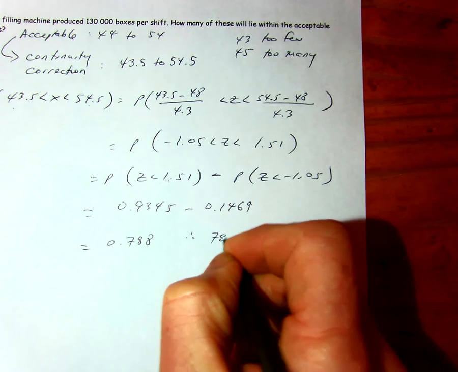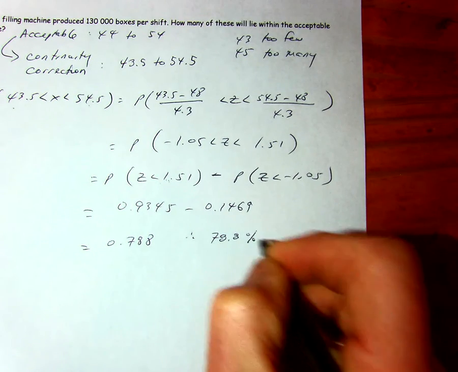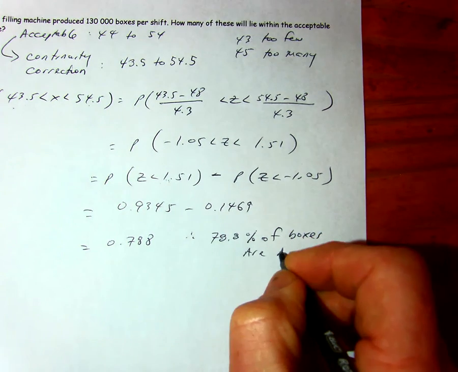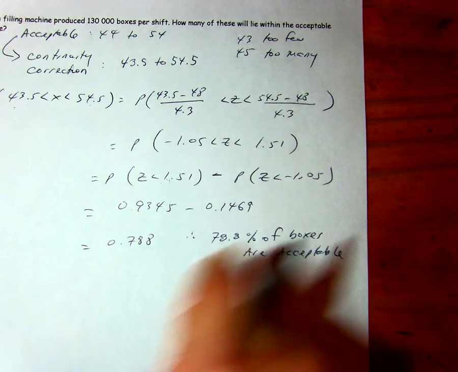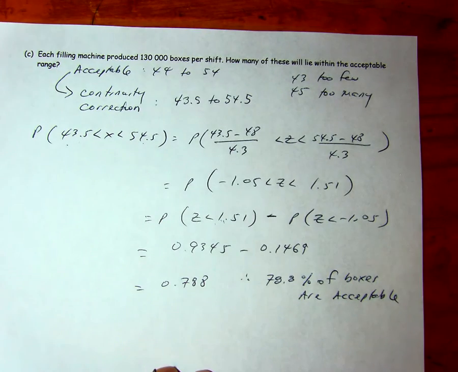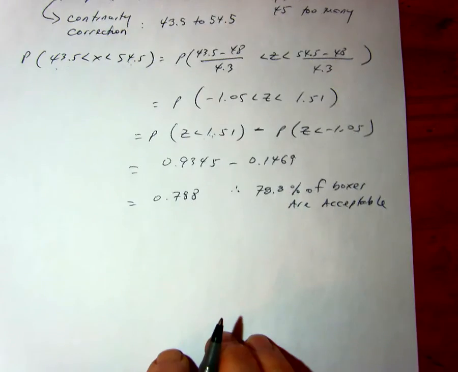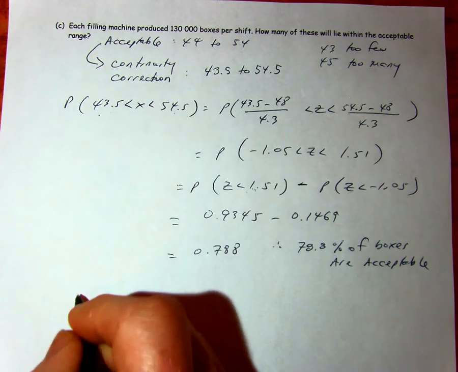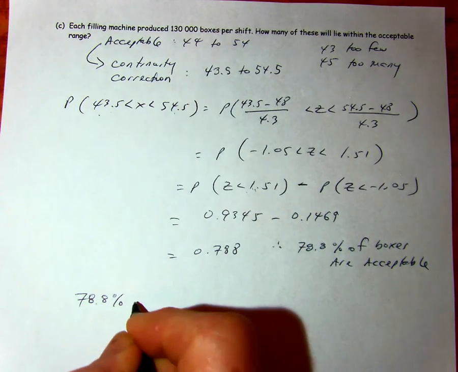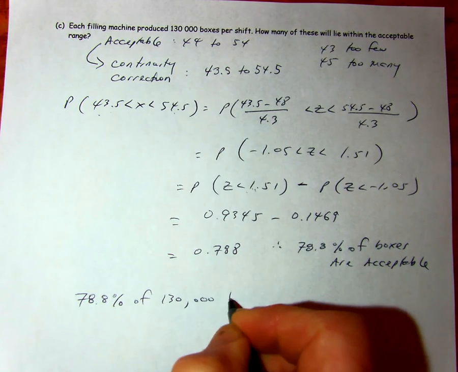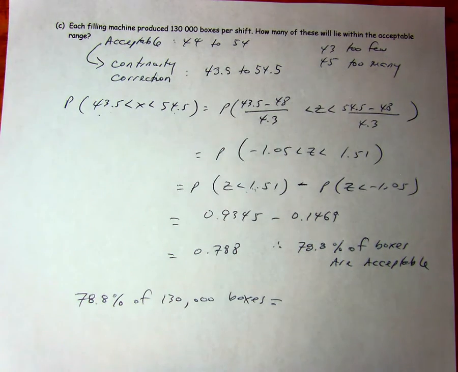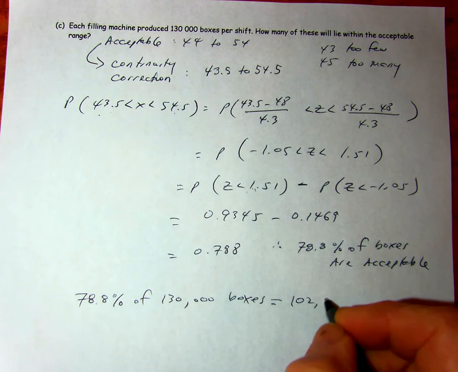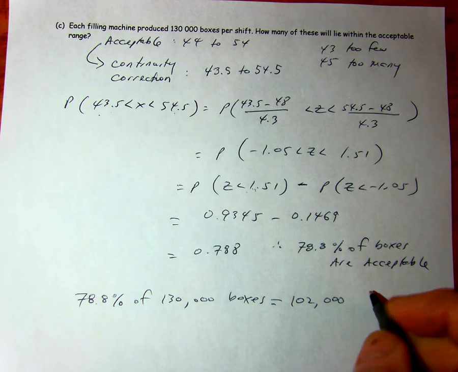Therefore, 78.8% of the time the boxes are acceptable. But is that what the question's asking? No, it says, if you made 130,000 boxes, how many of those will be acceptable? So there's one further step then, right? So what the heck is 78.8% of 130,000 boxes? That's a lot of boxes. So out of 130,000 boxes, 78.8% of them, or about 102,000 boxes, if you round it to the nearest thousand.